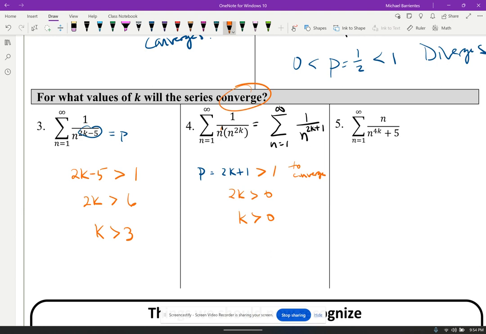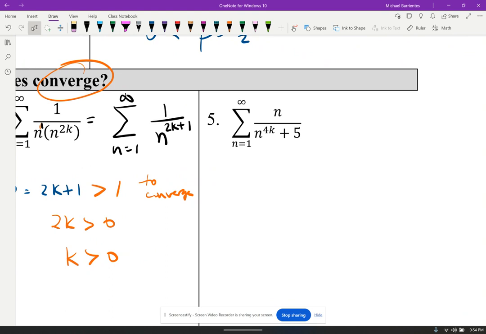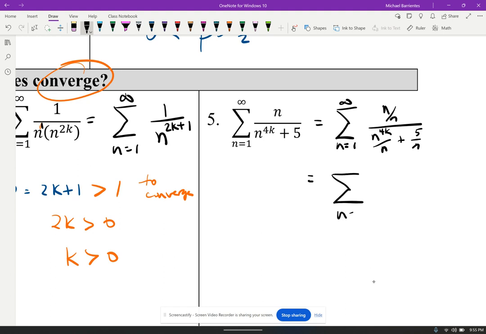We can do that. And then I get to number 5, and I notice number 5, I don't really have a p-series because I have n on top and I have n on the bottom. So what's up with that? Well, for number 5, what we're going to do is kind of play a little sleight of hand trick here. We're going to divide the numerator by n and the denominator by n. That means we're going to divide everything on the bottom by n. Now, why are we doing that? Whatever I do on the top, as long as I do it on the bottom, everything stays equivalent.